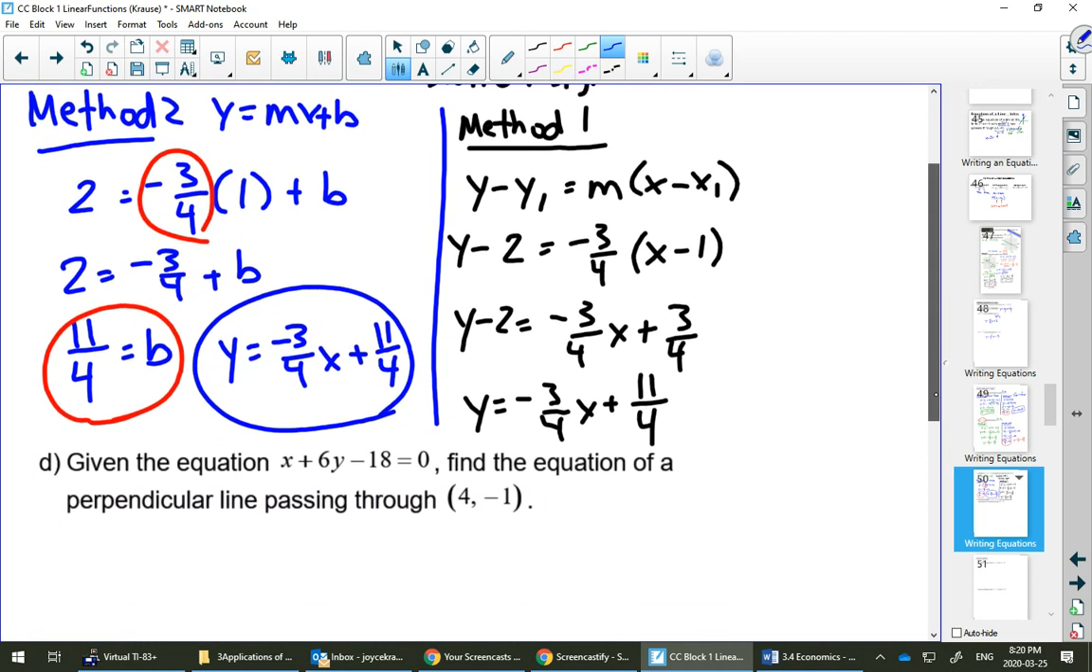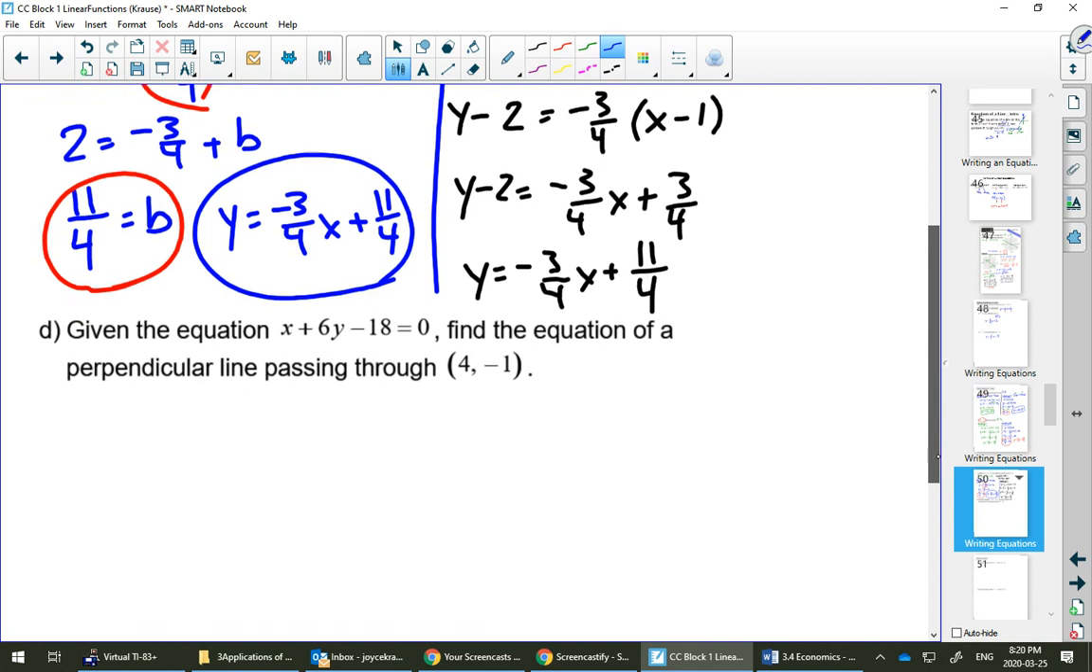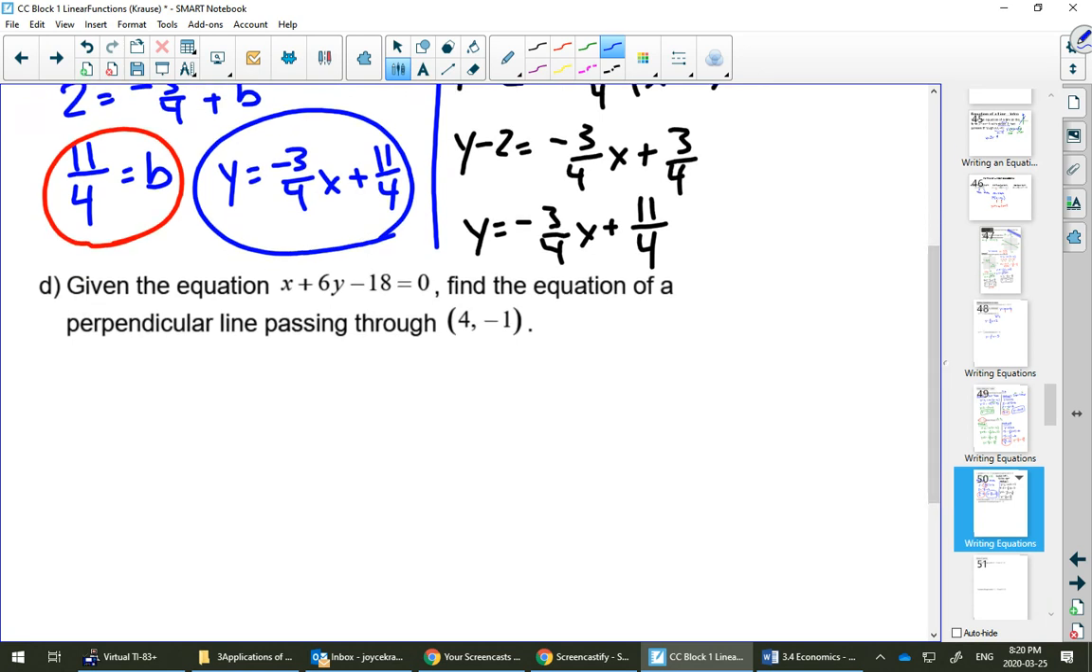Now, as we're going through these, hopefully you're starting to figure out which method makes more sense to you. I want to expose you to both, but let you decide which one works for you.